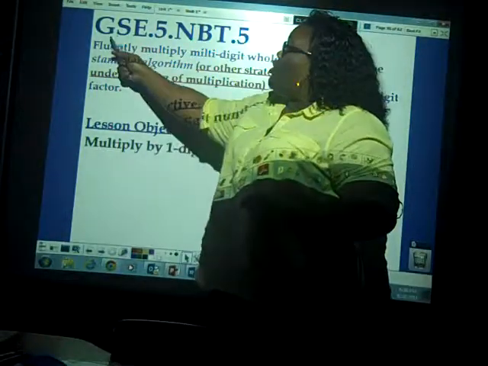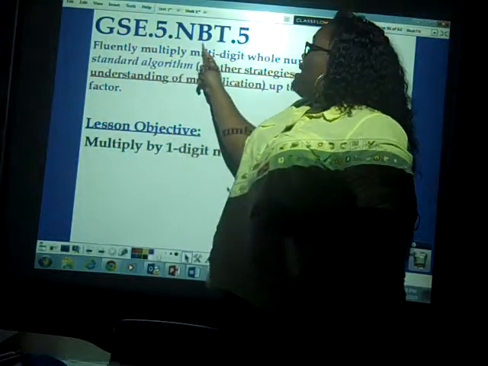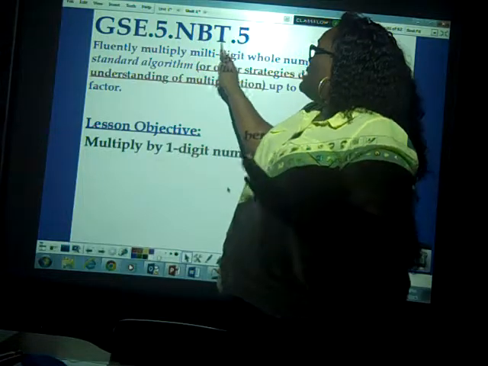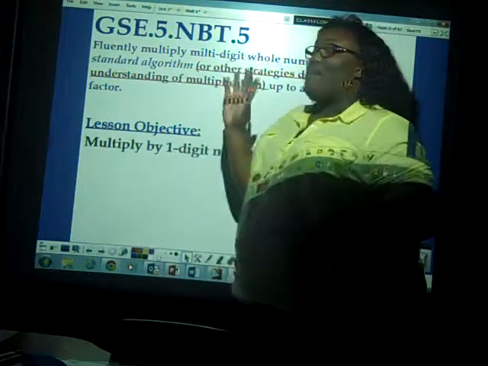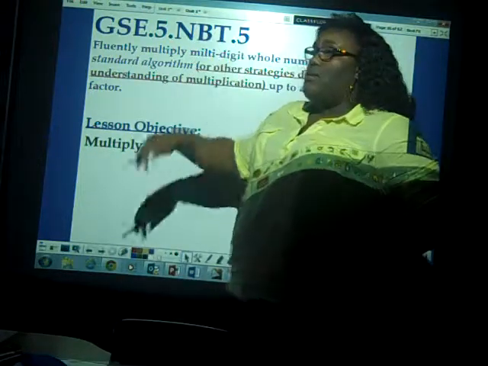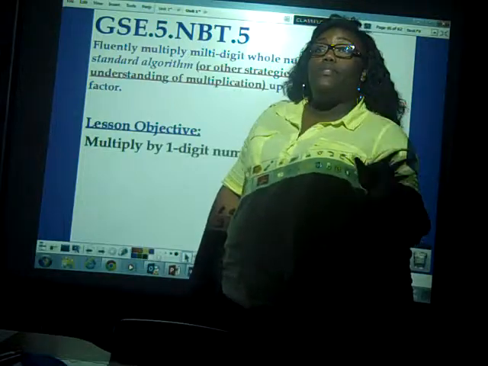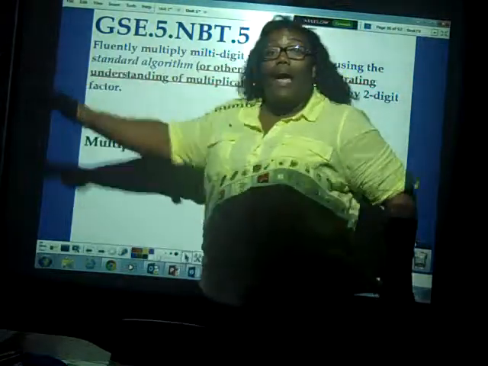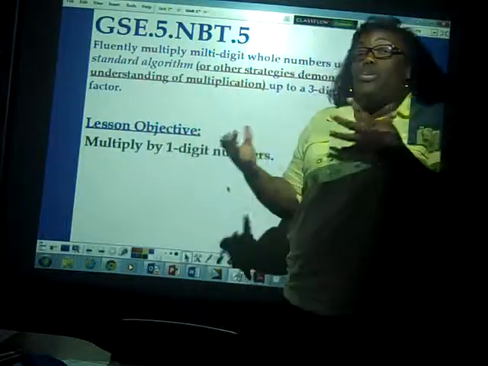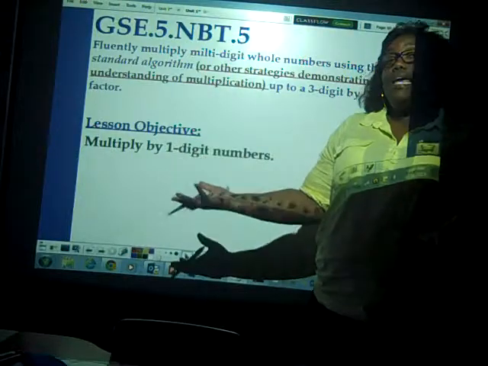GSE stands for Georgia Standard of Excellence. 5 represents 5th grade. NBT is a domain known as Operations in Base 10, and the 5 represents the 5th standard in this domain. You're probably thinking, how are we going to go from NBT 1, NBT 2, and then jump to NBT 5? Remember, boys and girls, we are just working in the unit. I am placing videos up by units.